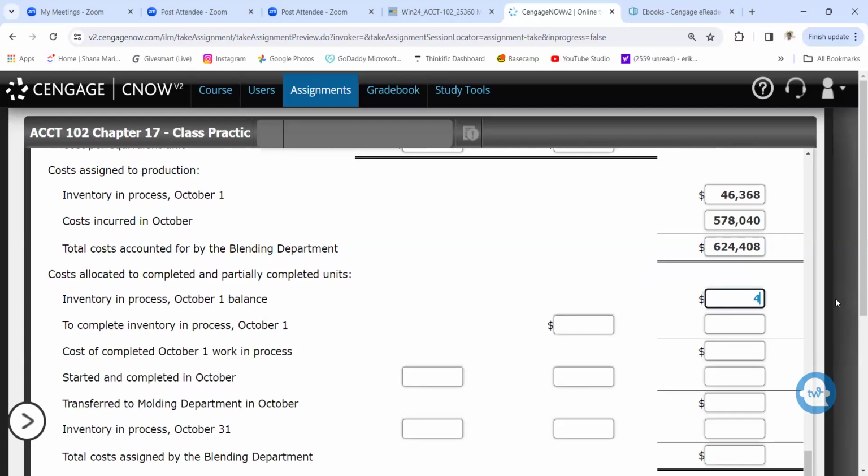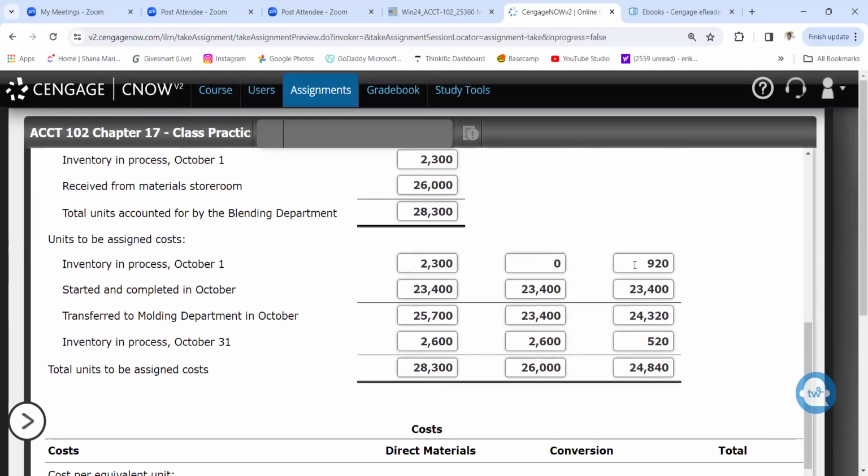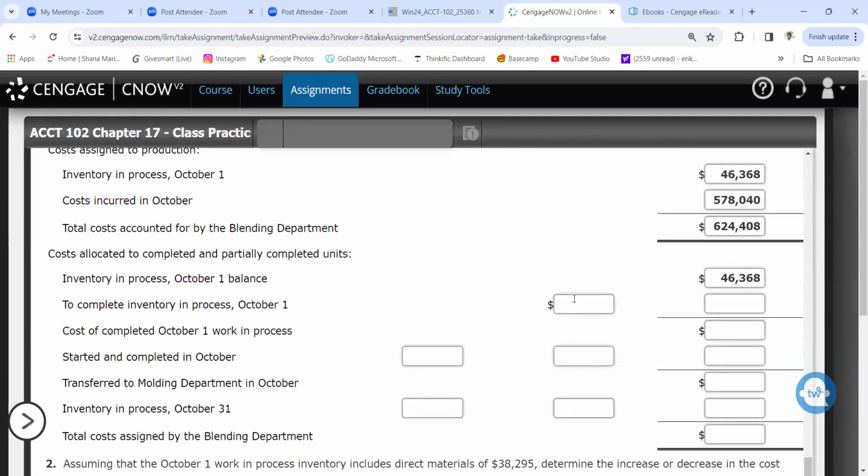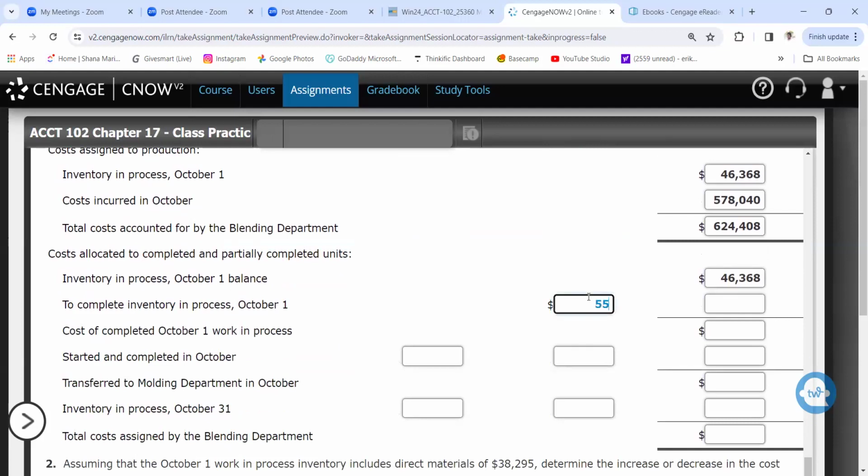So beginning WIP just comes on down. To complete inventory in process, remember there's no DM because that's 0, right? But for conversion, it's 920 units. So we take 920 units times the rate, and we get 5,520. So to complete beginning WIP is 5,520. And then we add this plus this to tell us what this number is. Lots of adding.